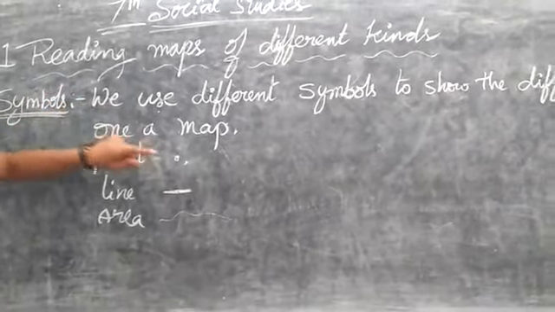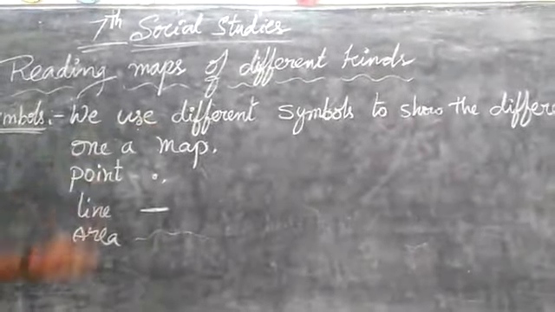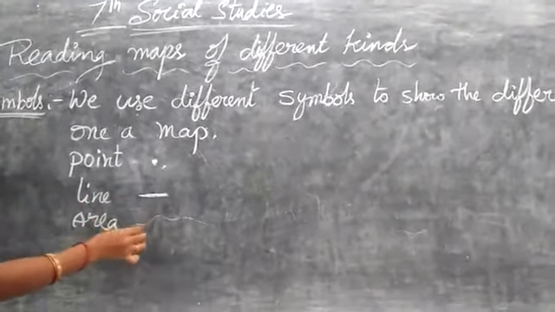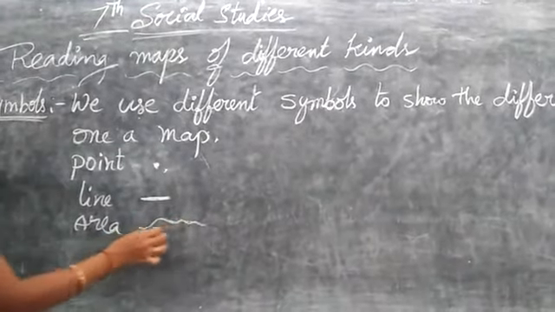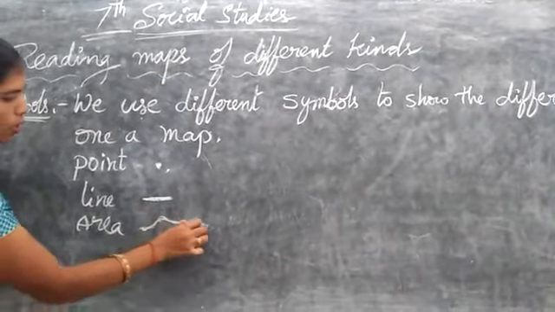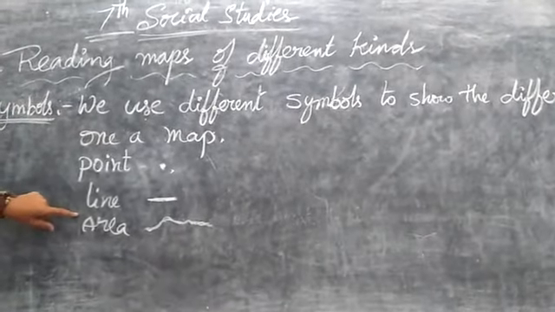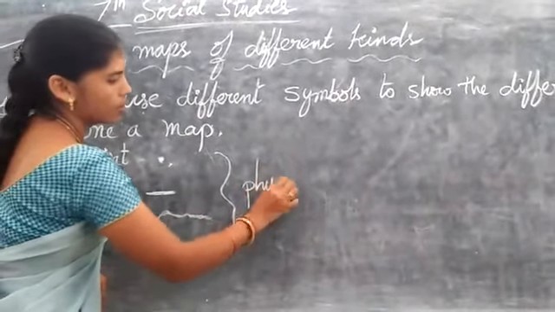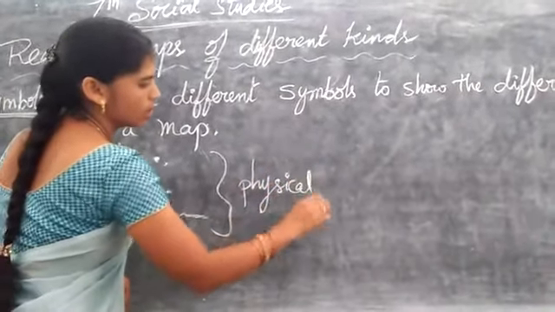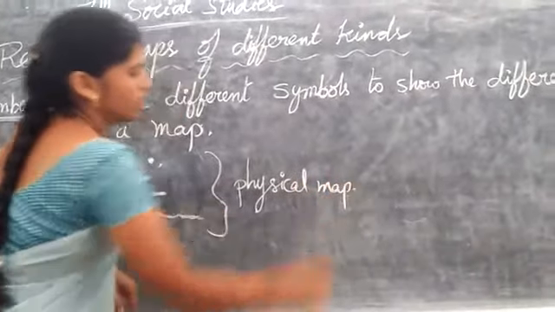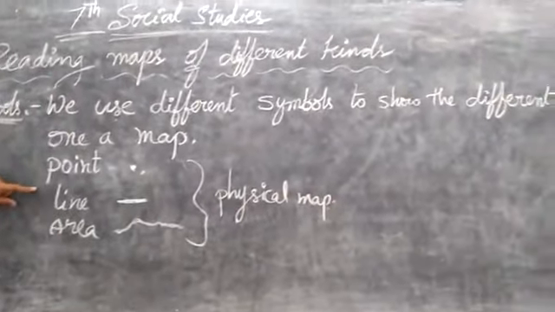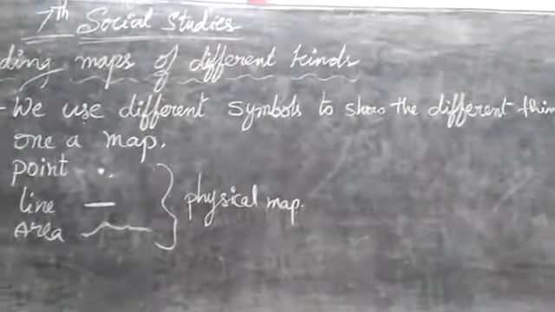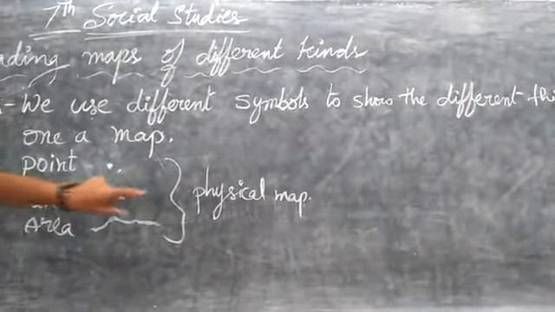When we want to show the physical features in any map, we use point, we use line. When we want to show our area or a border, we use some types of lines. These are all used for physical map. These points, lines and symbols are used in physical map to show the objects.